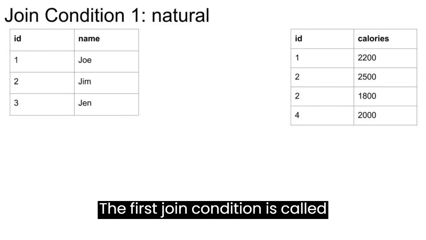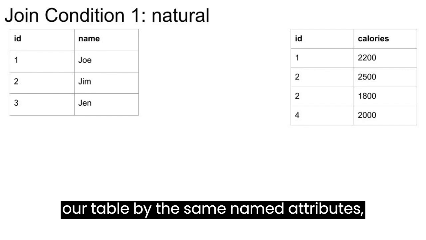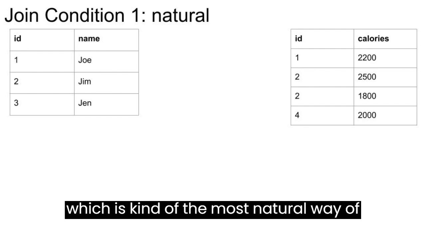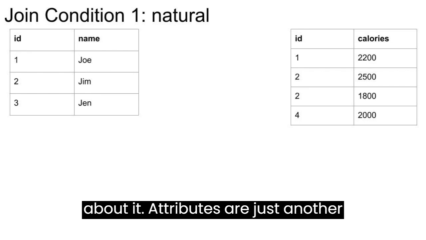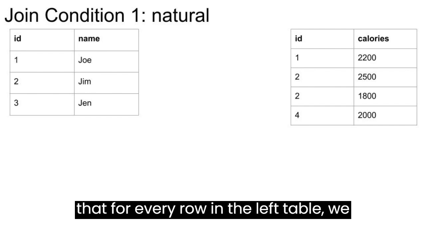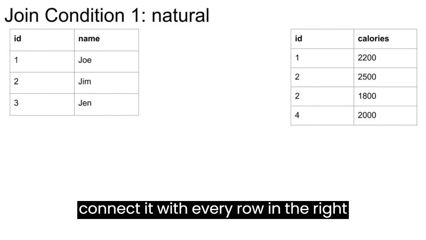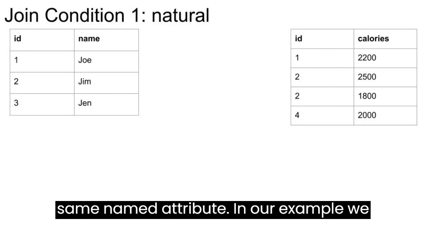The first join condition is called natural. This just means that we combine our tables by the same named attributes, which is kind of the most natural way of joining a couple tables if you think about it. Attributes are just another name for columns, by the way. The idea is that, for every row in the left table, we connect it with every row in the right table that has the same values for each same named attribute.